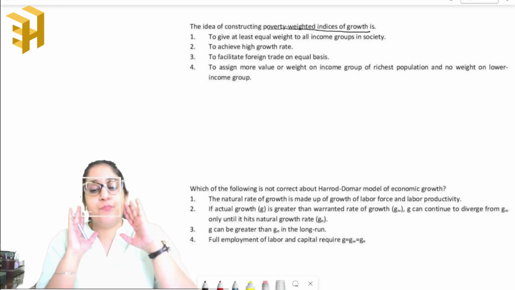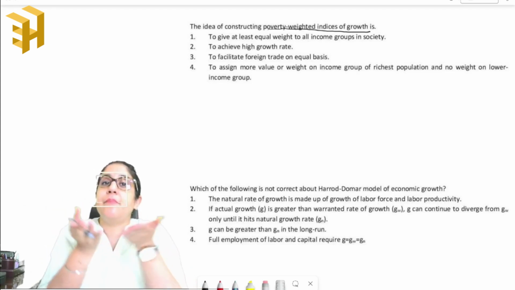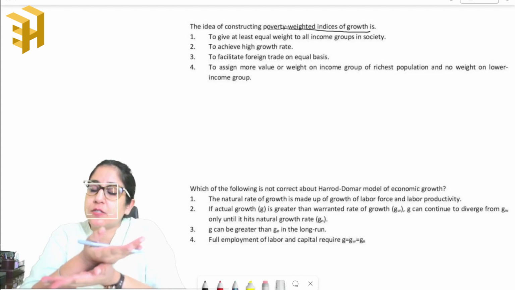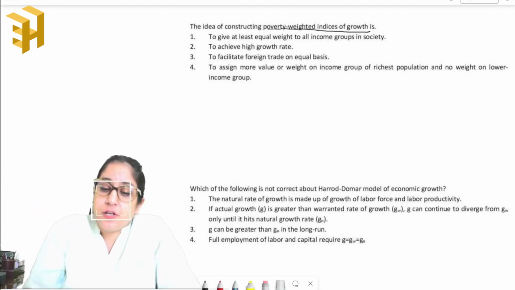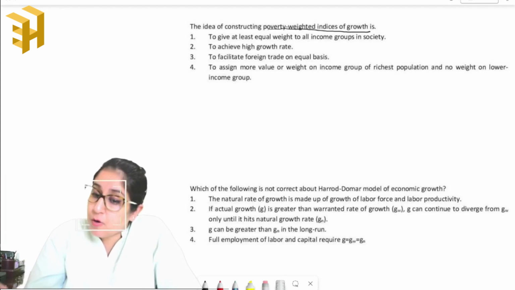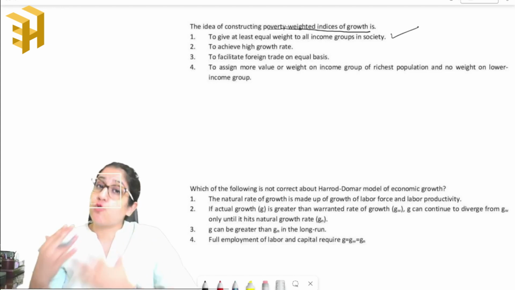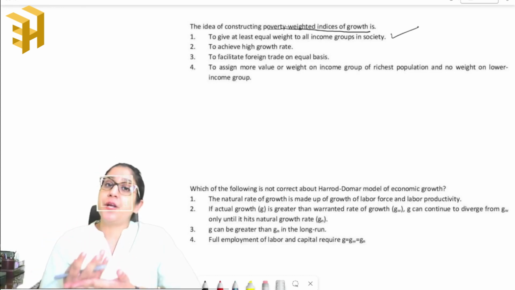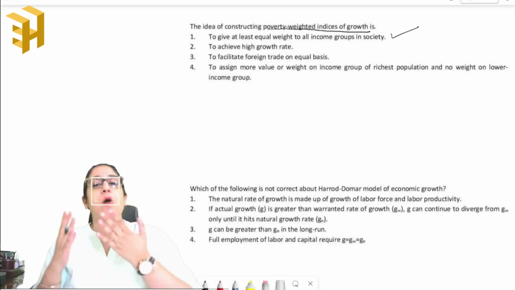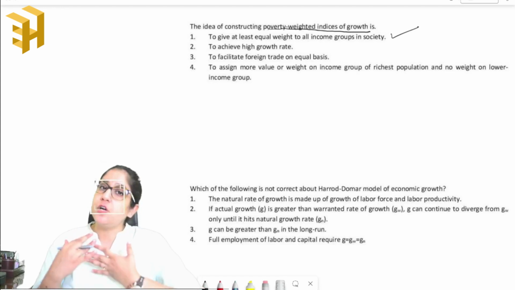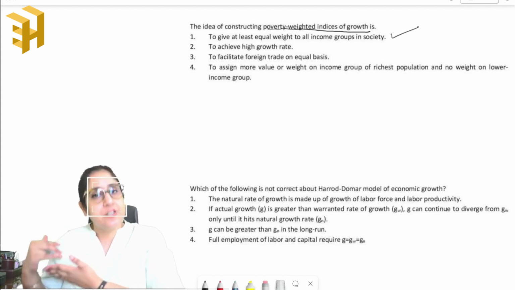Okay, so that's the basic idea of poverty weighted indices, so that they can bring the society on an equal scale. Okay, so first is that to give at least equal weight to all income groups. Yes, so this has a social perspective. We have to give equal opportunities to everyone. We need to uplift the lower section of the society, and that's why poverty weighted indices are created.